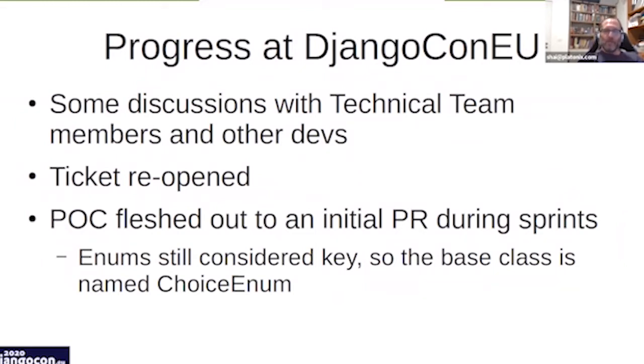When I went to DjangoCon in Copenhagen, I already planned to work on enums for choices in the sprints. I'd talked to people there about it. I managed to get the ticket reopened, and indeed, I spent the sprints fleshing out the proof of concept to an initial pull request. At this point, we still saw this as mostly about enums, and we still saw it as a minor feature.